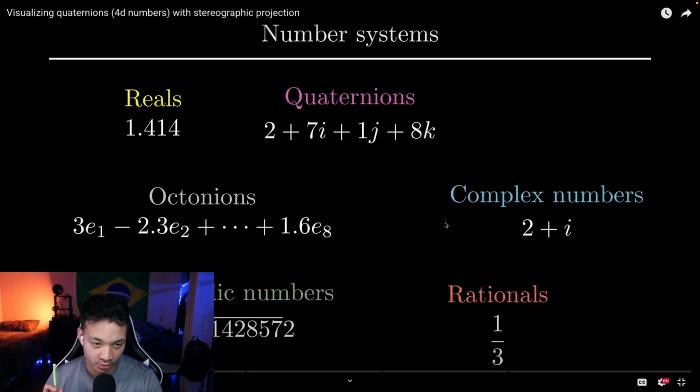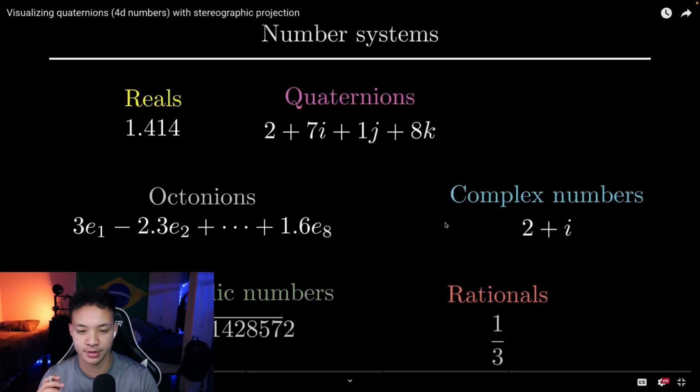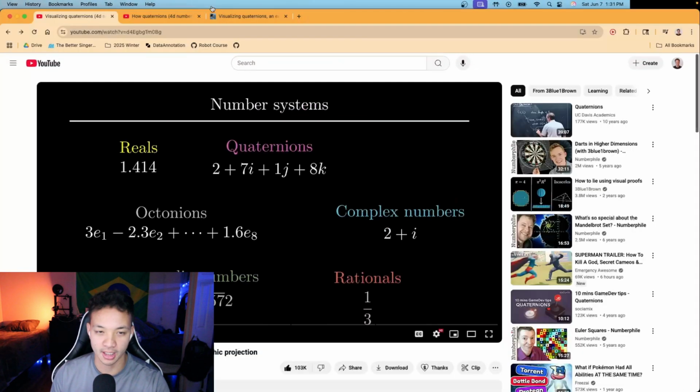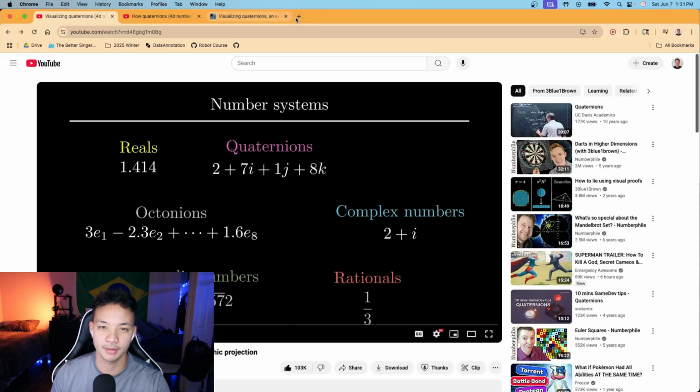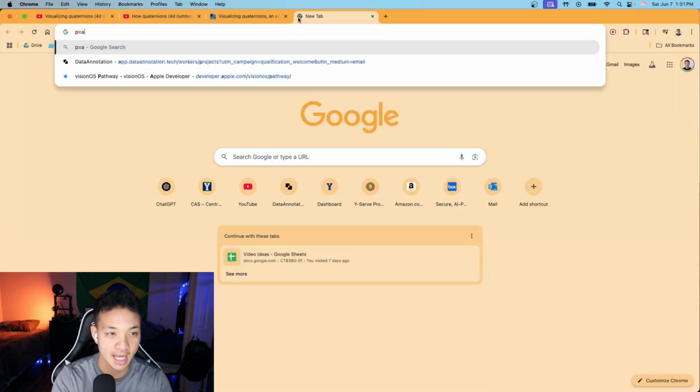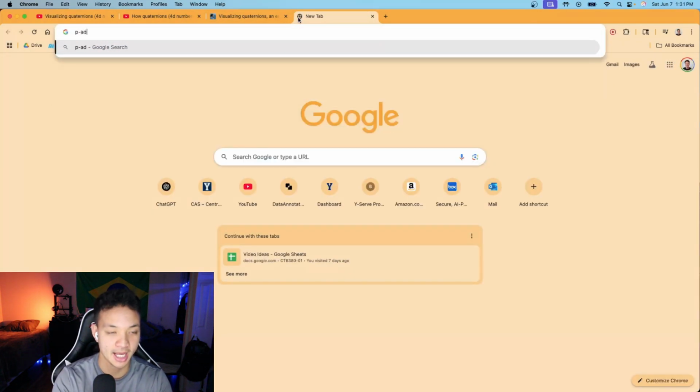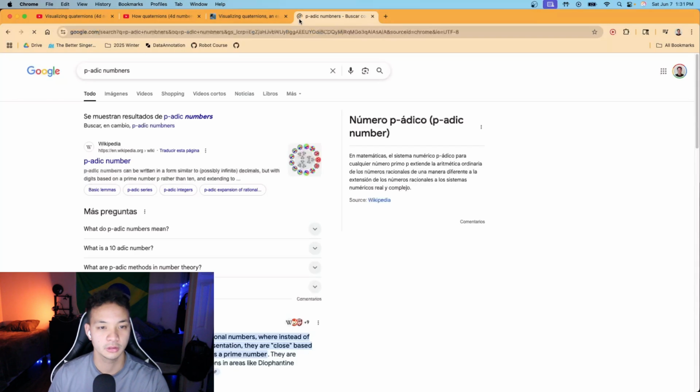Do I know all these numbers? I know the real numbers. That's a real number right there. Complex numbers, no. Quaternions, that would suck. I still don't know what those are. Rationals, got that. P-adic numbers, I actually don't know what that is. And octonions, I'm not touching that. But let's work on the P-adic. P-adic numbers, what are those?